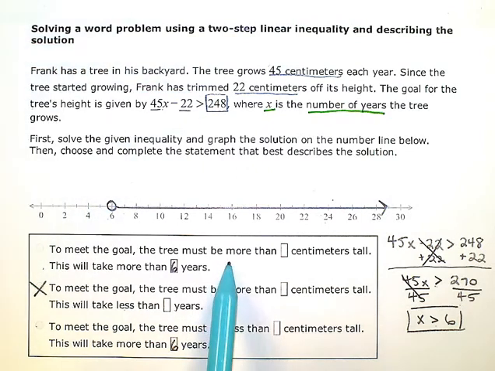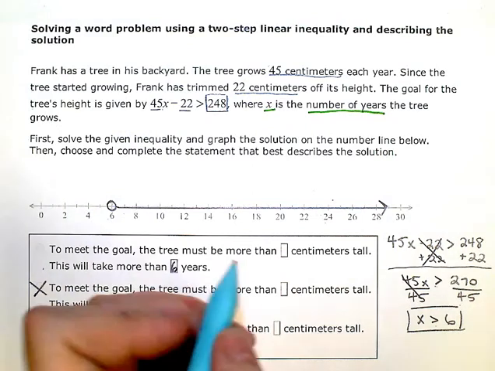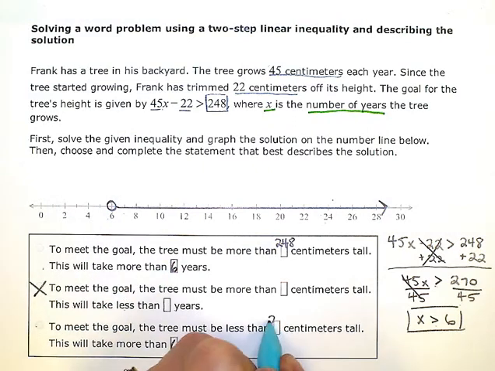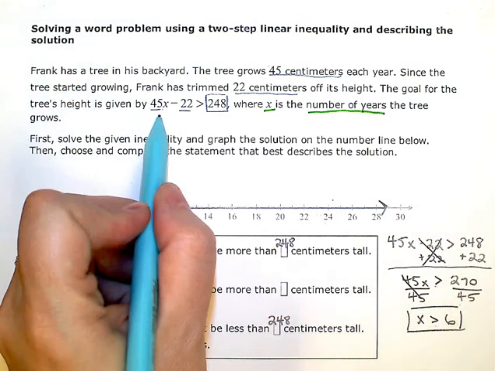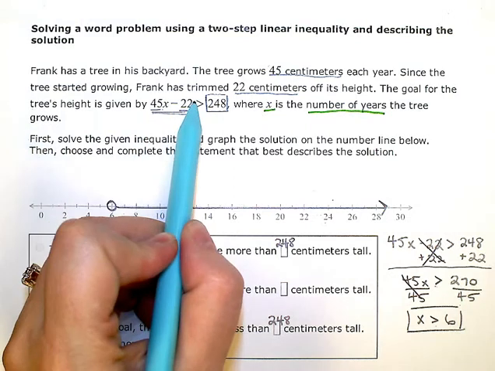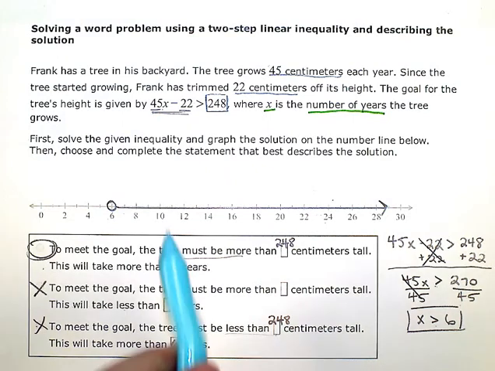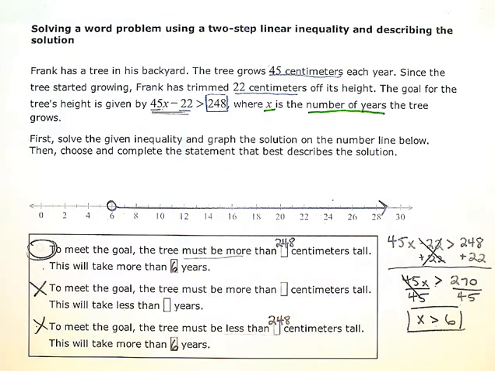This number that goes into this box is going to be the goal height of the tree, which is at least 248 centimeters tall. And I want the height of my tree here to be more or bigger or taller than that 248. So since this one says to meet the goal, the tree must be more than 248 centimeters tall, I know my answer is that one. This one has to be out because it talks about being less than 248 centimeters tall, which is not what my inequality says.